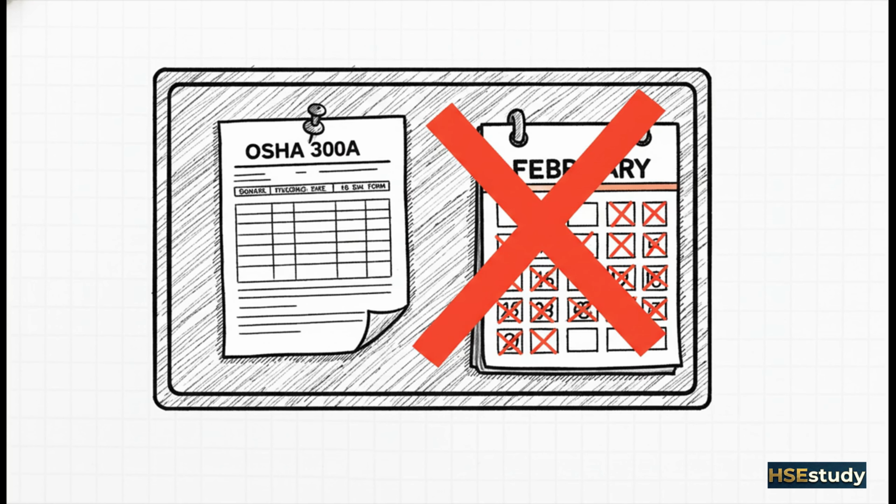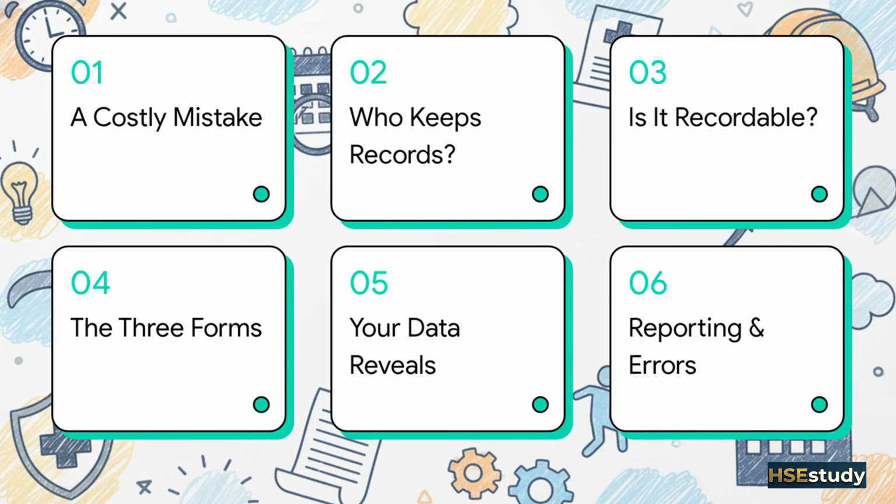And look, this isn't some rare one-off story. These kinds of record-keeping violations are some of the most common and most easily citable offenses out there. It just goes to show you, knowing these rules is not optional. So today, we're going to give you the full roadmap. We'll talk about who actually needs to keep these records, how you decide if an incident is recordable in the first place. We'll break down the 3 essential forms you have to know, look at what all that data actually tells you, and then wrap up with reporting rules and the most common errors to avoid.